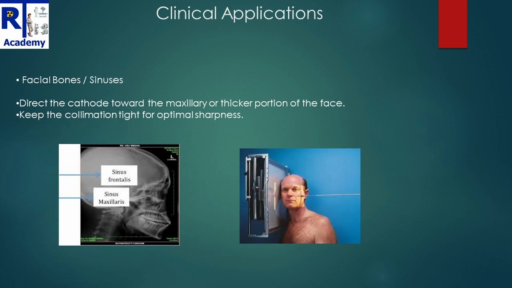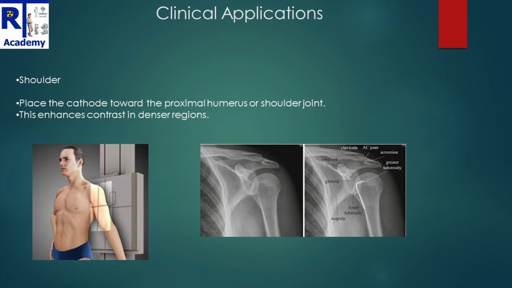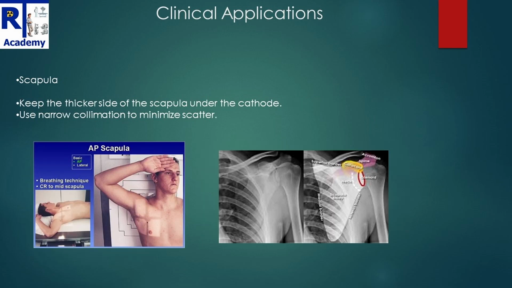22. Facial bones, sinuses. Direct the cathode toward the maxillary or thicker portion of the face. Keep the collimation tight for optimal sharpness. 23. Shoulder. Place the cathode toward the proximal humerus or shoulder joint. This enhances contrast in denser regions. 24. Scapula. Keep the thicker side of the scapula under the cathode. Use narrow collimation to minimize scatter.